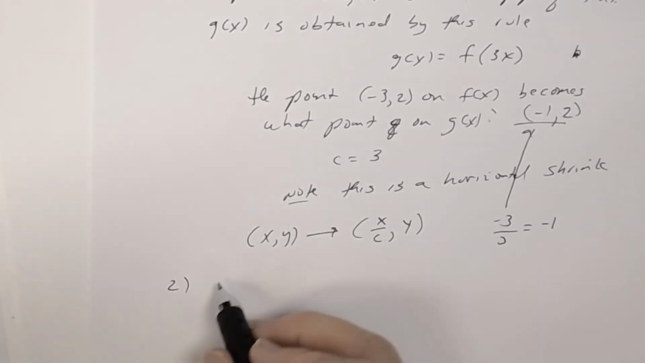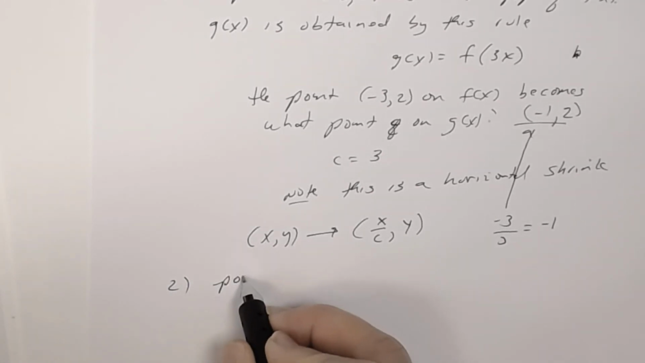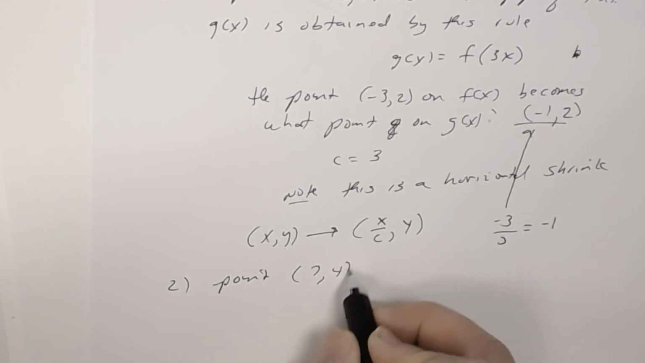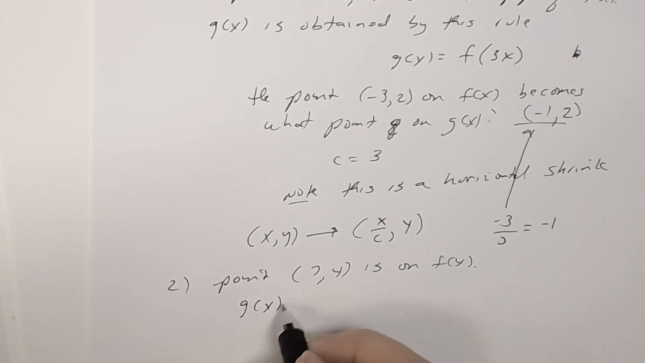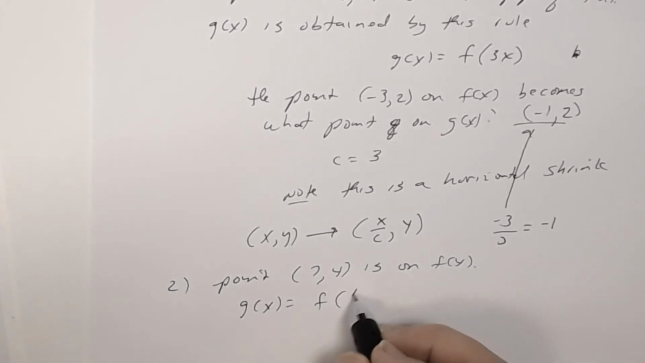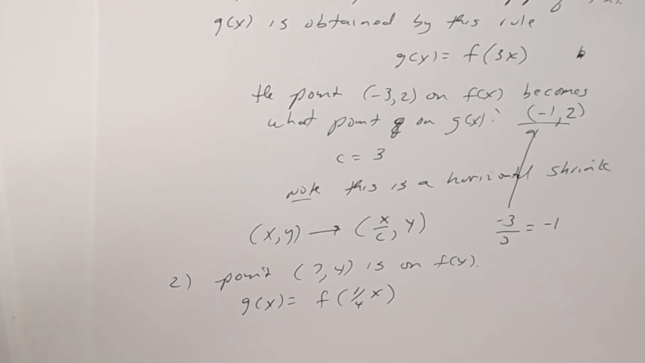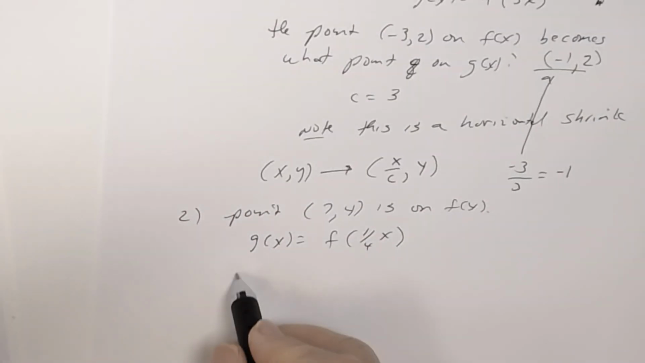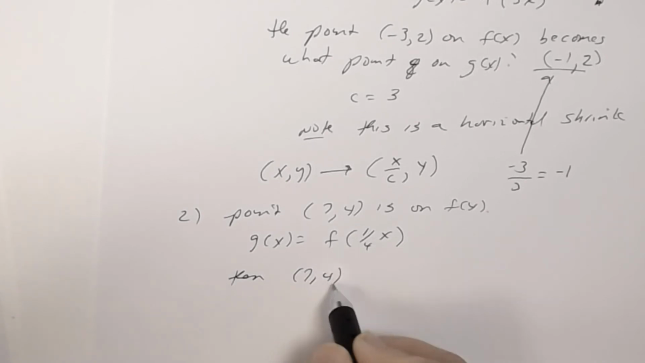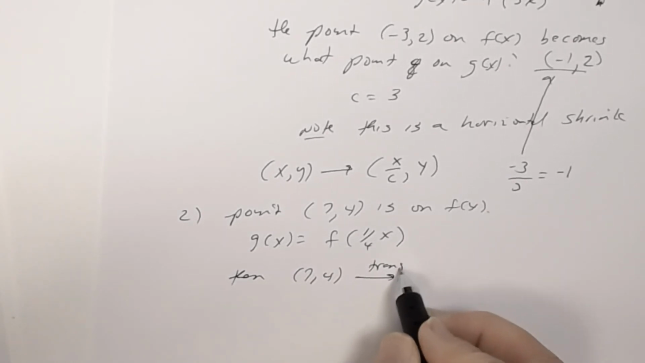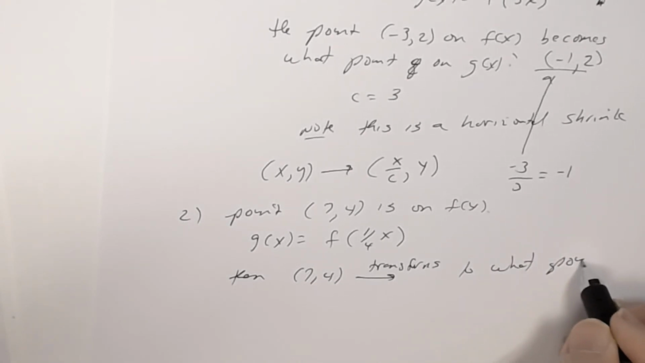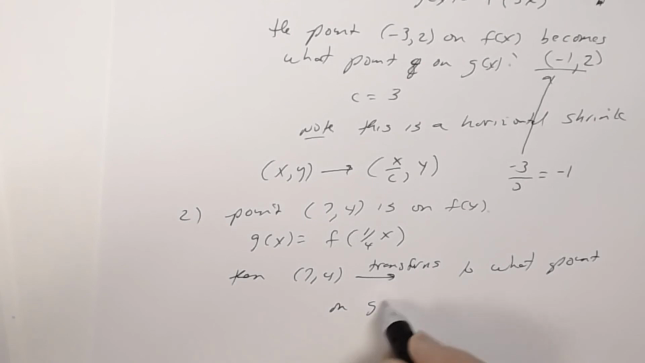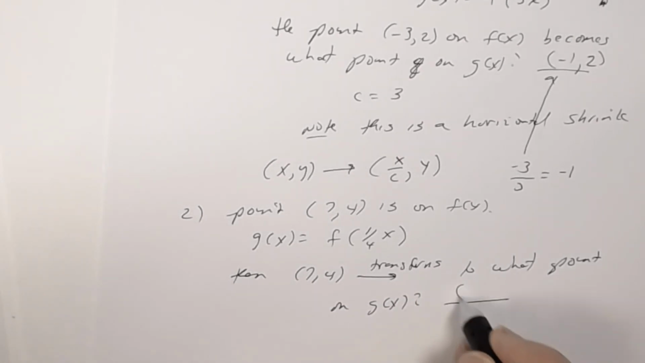All right, suppose that the point (7, 4) is on f of x, and g of x is, let's say, f of 1/4 x. Then (7, 4) transforms to what point on g of x? All right, so remember the y value stays the same, so the y value is 4, so it's going to stay 4.